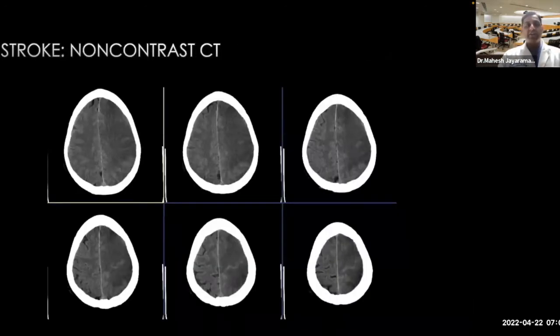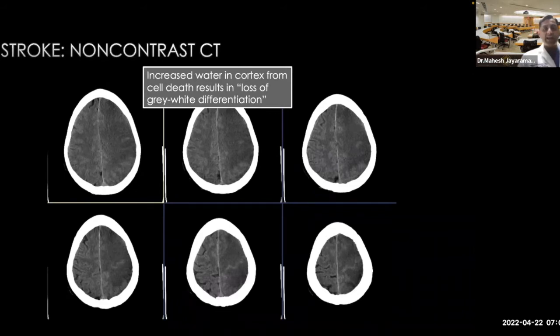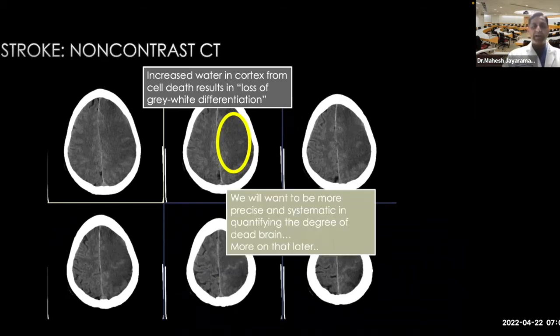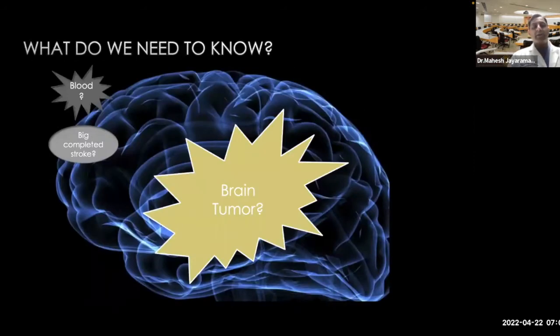in the acute setting. So here are some examples on multiple axial images from a non-contrast CAT scan. What you can see is there's increased water in the cortex from cell death, and there's loss of the normal differentiation between gray and white matter. Everything looks very homogeneous and hypodense compared to the normal cortex on the other side. We will want to be more precise and systematic in quantifying how much infarct there actually is, but we'll get to that later. The next thing we want to know is, is there a mass?